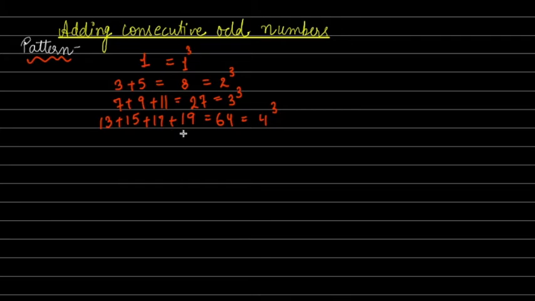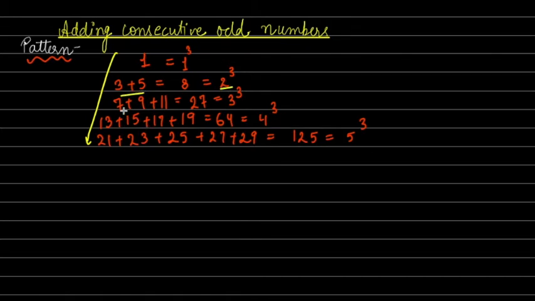I'll write one more. After 19, the next odd consecutive numbers are 21, then 23, then 25, 27 and 29. So if you take the sum, it gives you how much? 125, and of course it's a cube of 5. So we are observing a pattern here when you keep adding the odd consecutive numbers. When you have added two numbers, it's a cube of 2. When you have added three odd consecutive numbers, next after 5, you are getting a cube of 3. Here 1, 2, 3, 4, a cube of 4. The next 1, 2, 3, 4, 5, 125, which is a cube of 5. So this is an interesting pattern we can observe from the sum of odd numbers.